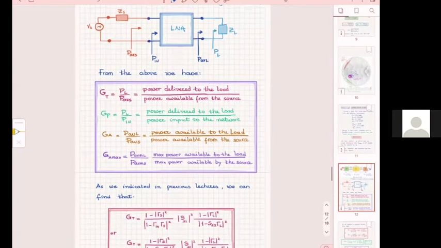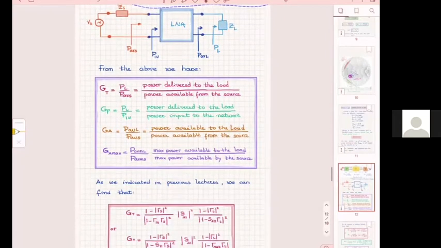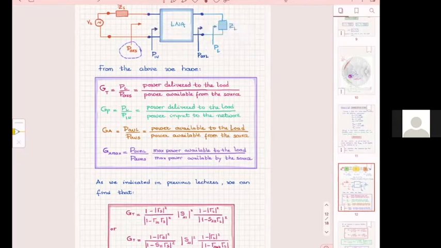In any case, G sub T, let's remember now, we did that as a reminder, the GS here. Now let's do this as a reminder. Let's remember how we defined all the different types of gain. So G sub T is, and I have shown here the power P sub L that goes into the load here, divided by the power available from the source at this point.